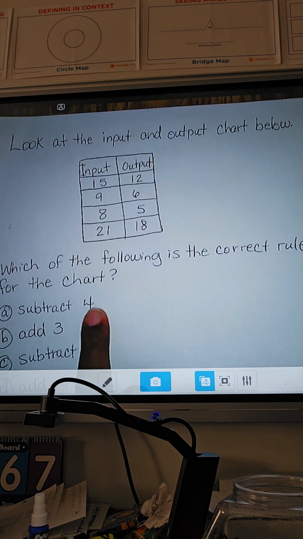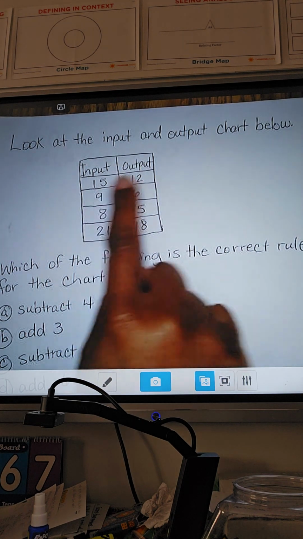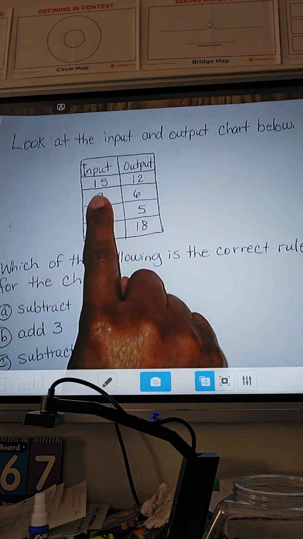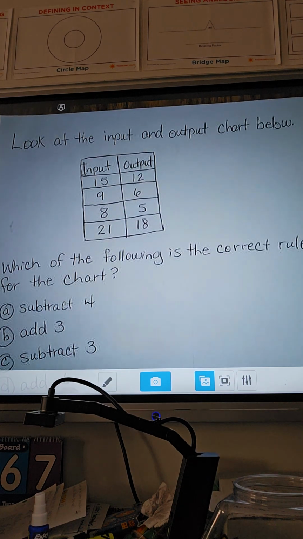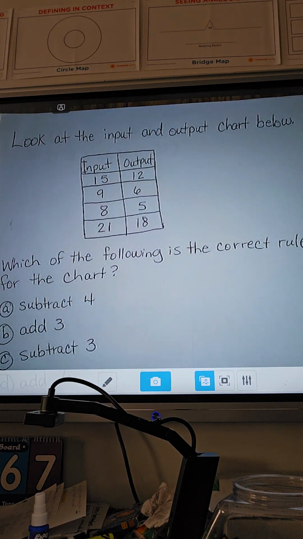Am I going to subtract 4 from the input to get the output? Am I going to add 3 to the input to get the output? Subtract 3 from the input to get the output? Or add 6 to the input to get the output? So we have to try it out.